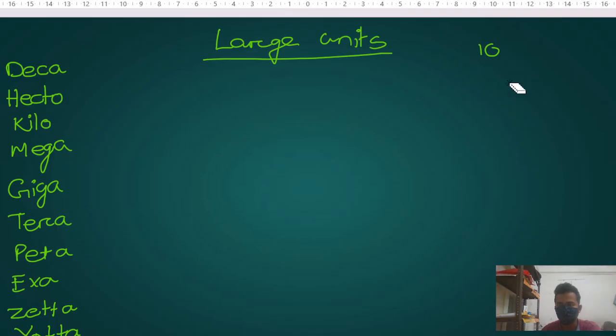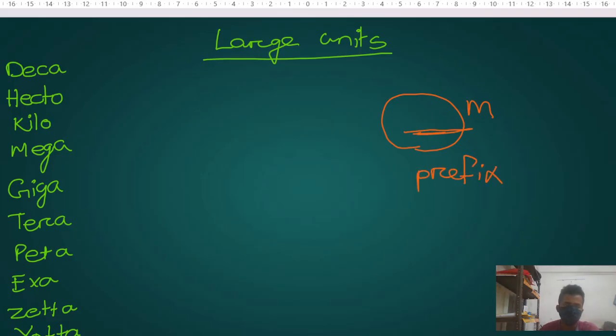As you know, prefix and suffix: pre means before and suffix means after. This part is present before the meter, so whatever we keep in this position is called a prefix. You can write here: large prefixes, which we are going to deal with.